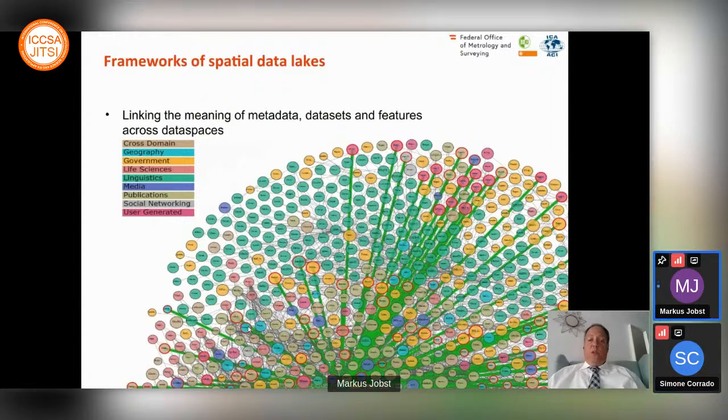We are doing it at the moment in a way that we are linking the meaning of metadata. There's some information around where we are connecting the meaning of data sets and features across data spaces. So this is a very well-known example, the LOD cloud, the linked open data cloud. And what is highlighted here with the green relations is the geographical names. And you will see that geographical names are used in a great variety of different domains here.